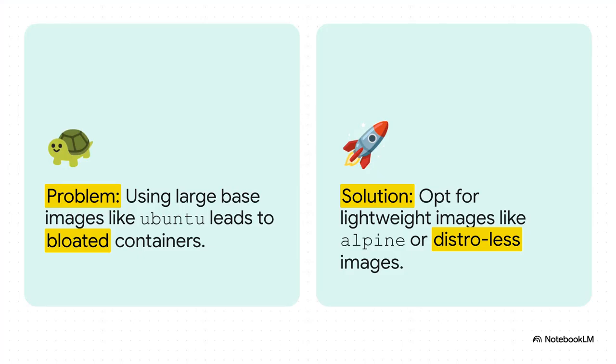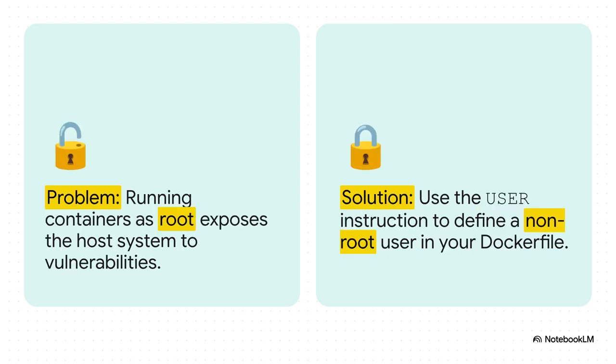First up, don't create bloated containers. It is so tempting to start with a big, familiar base image, like Ubuntu, but that just adds hundreds of megabytes of stuff you don't need, and it increases your security risk. The solution is simple. Always start with the smallest possible image. A popular one is Alpine, which is this tiny, minimalist Linux. You can even go for what are called distroless images, which have literally nothing but your app and its direct dependencies. Keep it lean.